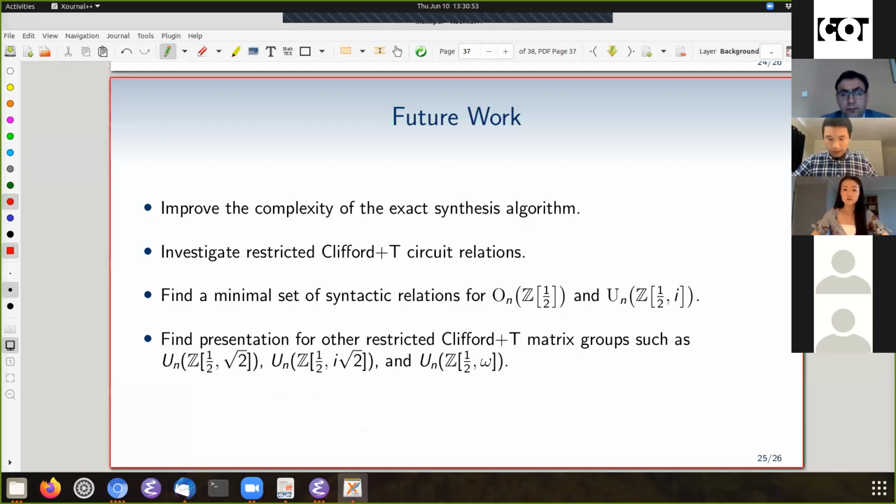For future work, maybe we can improve the complexity of our exact synthesis algorithm. Instead of column by column, maybe we can do two columns by two columns. This way we can reduce the length of a normal path, and everything is closer to the identity matrix. The other thing we can investigate is the Clifford. Right now we investigate the restricted Clifford two-level operator relation. Maybe we can investigate the circuit relation.